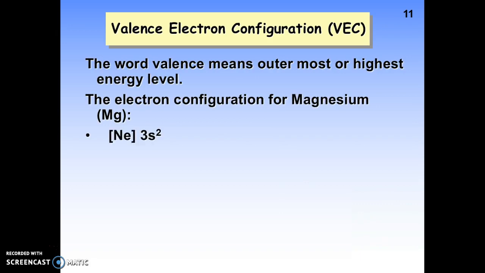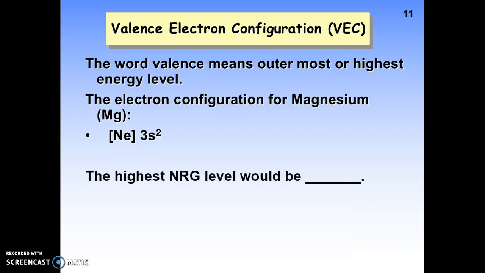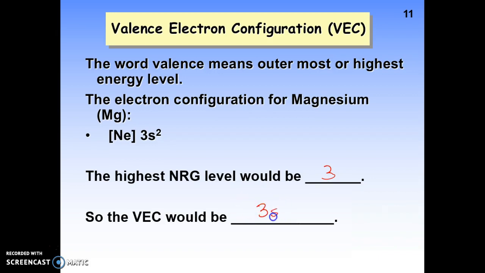Okay, last example here. Magnesium. Here's the electron configuration for magnesium, Ne 3s2. So what's the highest energy level? Well, all we can see is a 3s2, meaning everything below that is lower. So 3 would be the highest energy level. So what would the VEC be? It would be 3s2, everything that has a 3 in it.